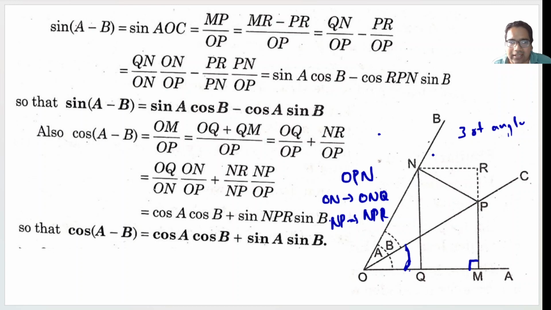Now let us see what these angles are. This is a right angle triangle OQN. If this angle is A, this should be 90 minus A, whatever it is. Now, this angle is again 90 degrees. That means this one should be A again, because this is 90 minus A, this should be A.